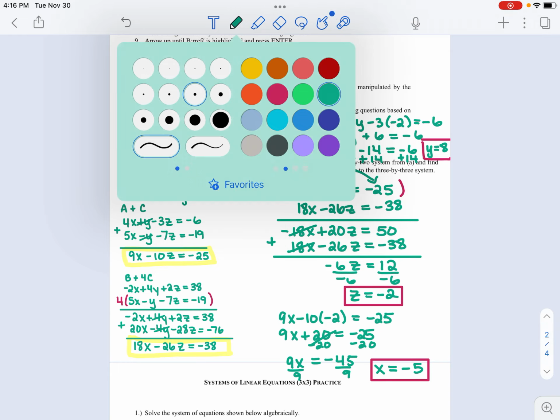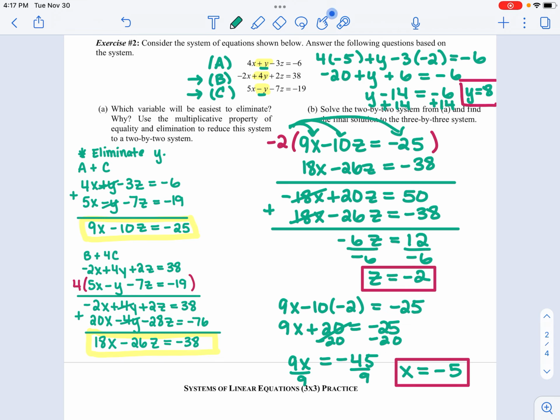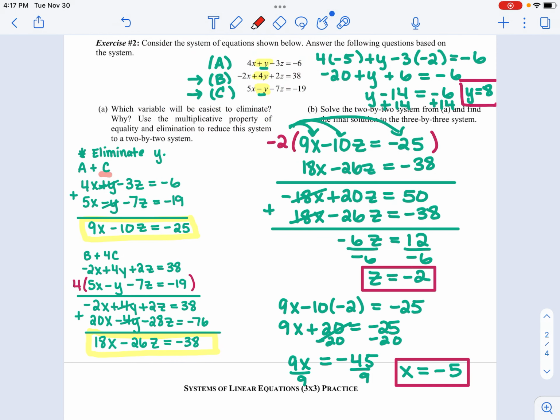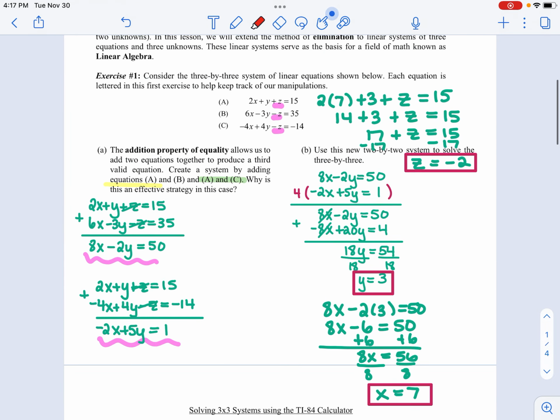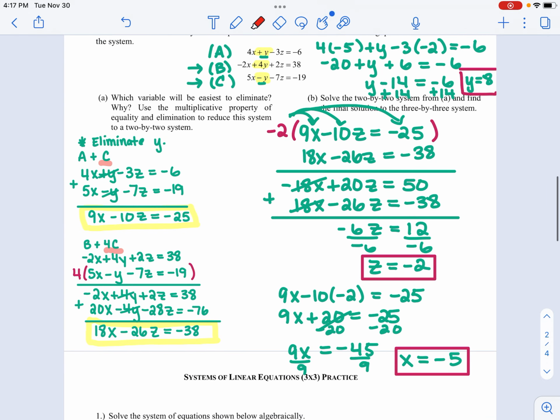Okay, so when solving a 3 by 3 linear system, you want to first decide what variable you're going to eliminate, and you need to eliminate it twice out of all 3 of your equations. You are always going to end up using one of those 3 equations twice. So in this example, we did use equation C twice. In the first example, we used equation A twice, right? So one of your equations is going to be used twice, but you have to make sure you use all 3 of them at least once.